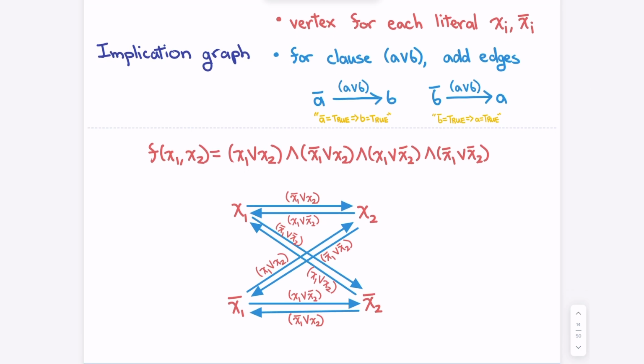Okay, so I drew out this one for the impossible one. So, like x1 or x2, right? This is saying that if x1 is false, then x2 has to be true. So there should be an edge from x1 false to x2. And this clause is also saying that if you set x2 to be false, then x1 has to be true. So I have an edge from x2 bar representing I set x2 to false, and it says x1 has to be true. And I did that for all four, and that's why we have eight edges.